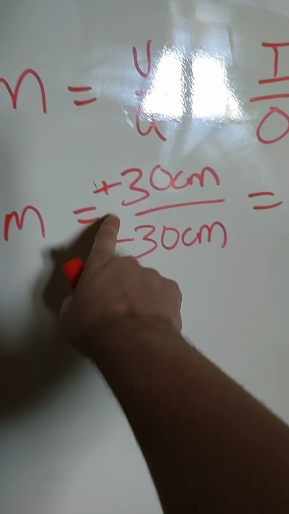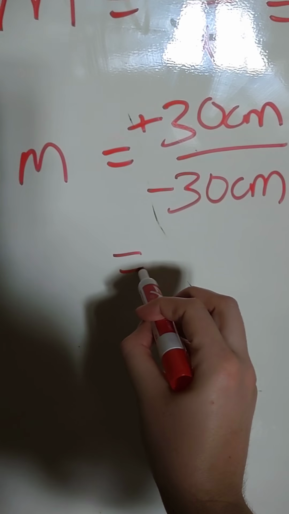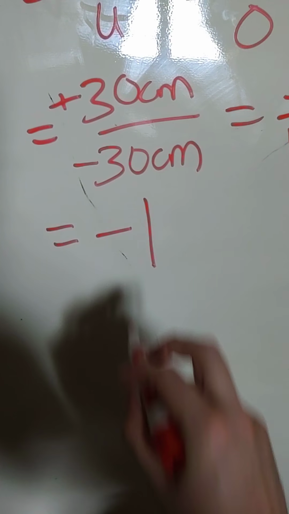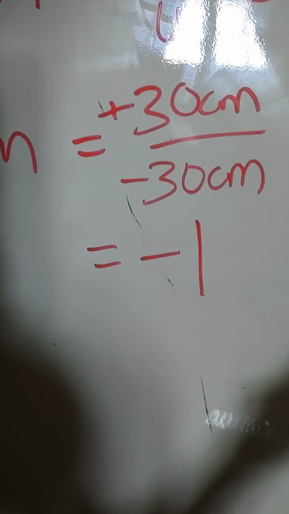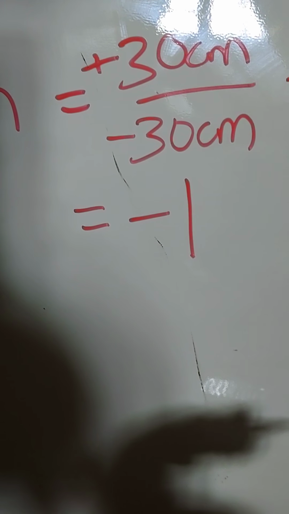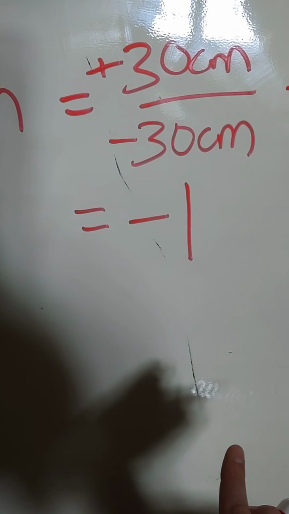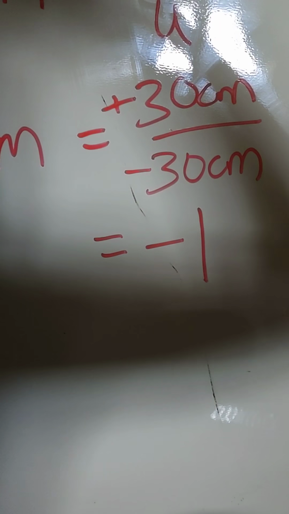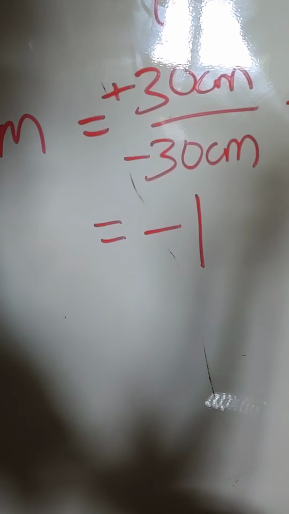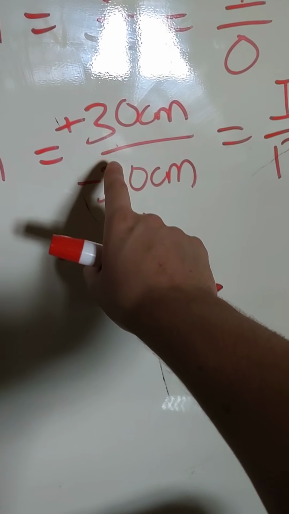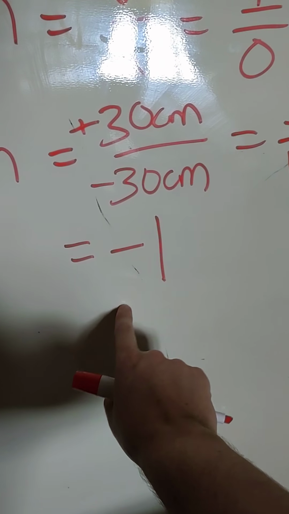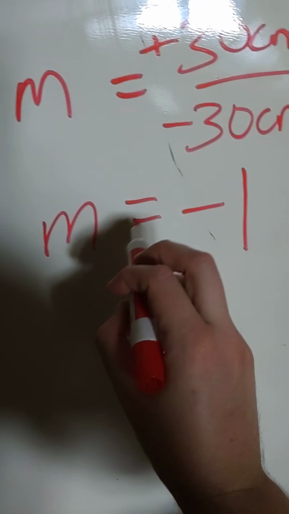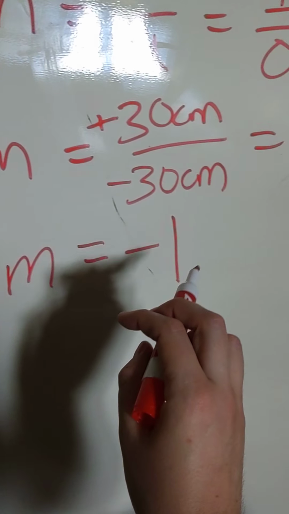30 divided by negative 30 is equal to -1, because if you divide a negative number by a positive number, it's negative. If you divide a positive number by a negative number, it is negative. It's a different signs thing. Or you can just put it in your calculator. Positive 30 divided by negative 30 equals -1. So your magnification is -1.